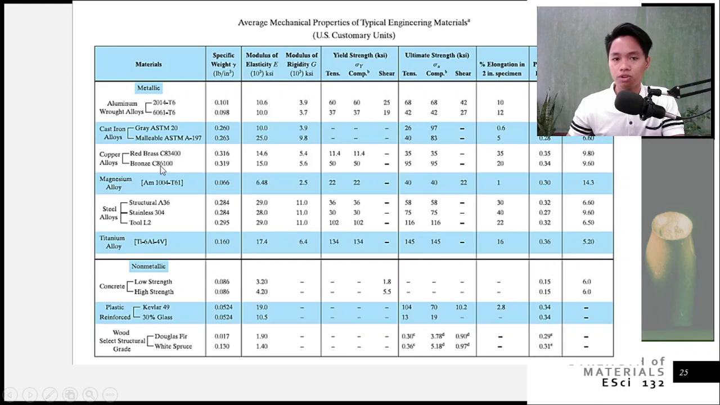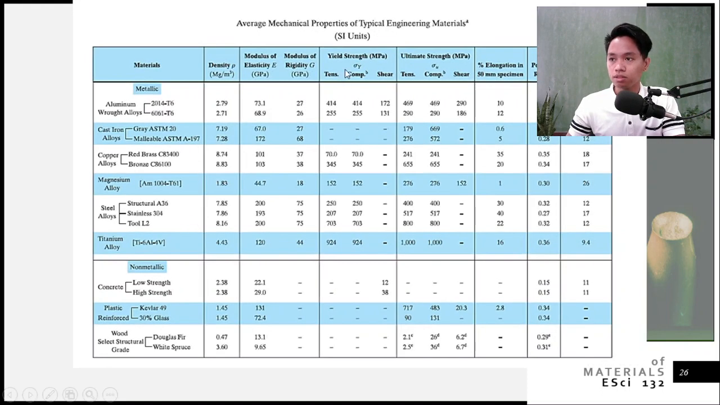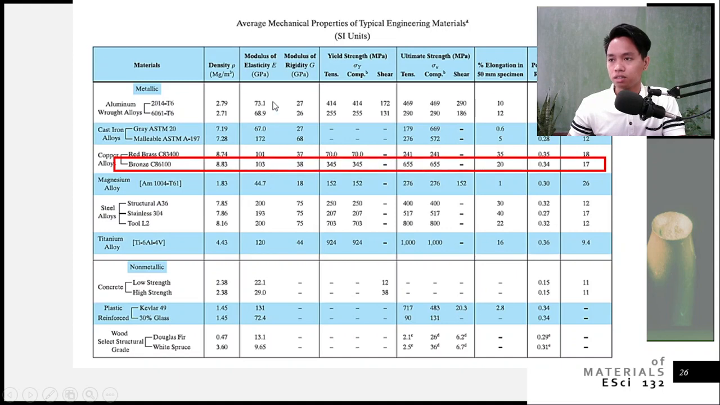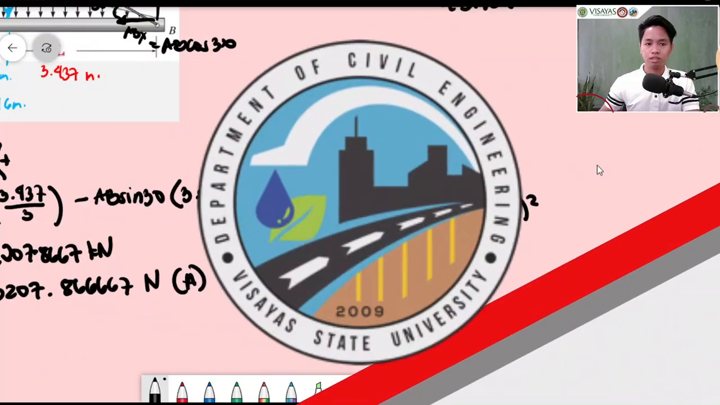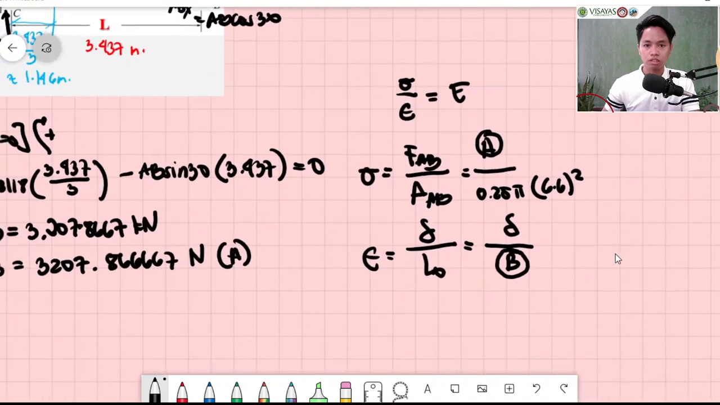So, we need the value of the modulus of elasticity. This table is in US customary, the English system, but since we are working with mm and kilonewton, we will use metric as our unit. So for bronze, what is our modulus of elasticity? That is 103 gigapascal. So now we can proceed to our solution.